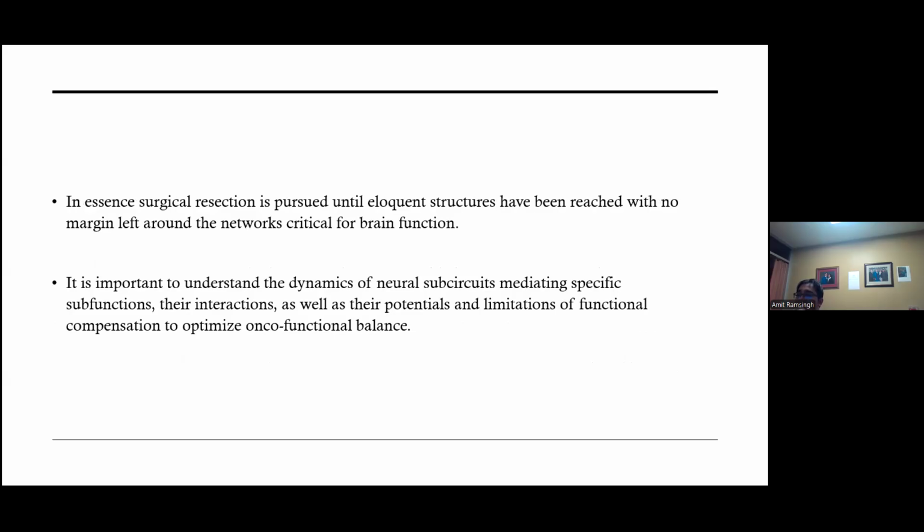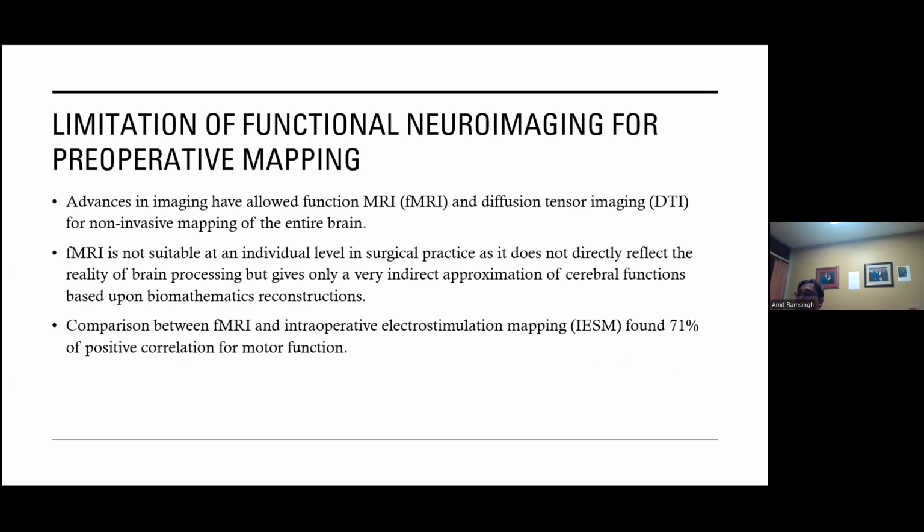So in essence, what we're saying here is that surgical resection is pursued until eloquent structures have been reached, with no margin left around the networks critical for brain function. So it is important to note the dynamics of neural subcircuits mediating specific subfunctions, their interactions, as well as the potentials and limitations for functional compensation. So to optimize oncofunctional balance.